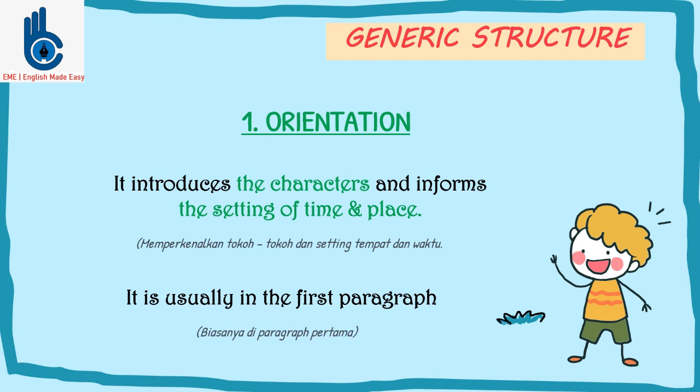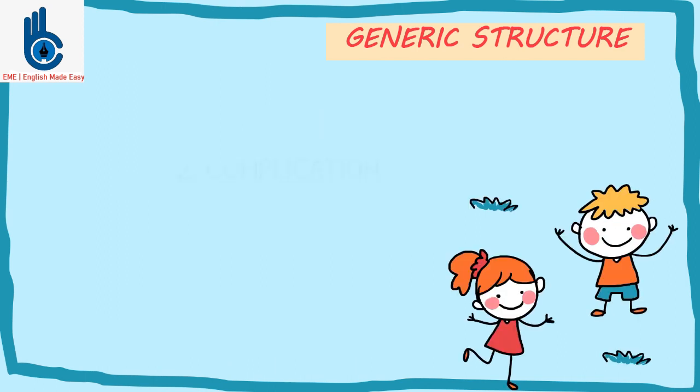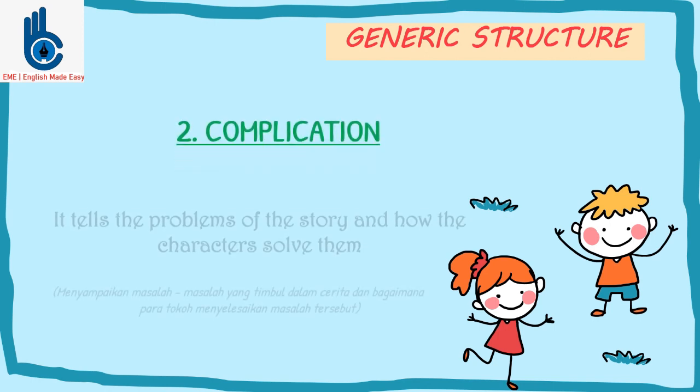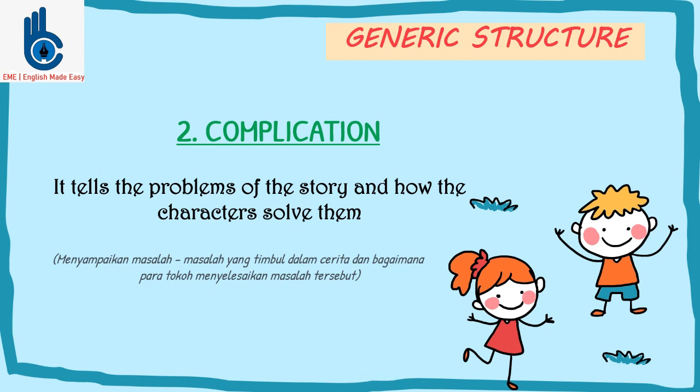It is usually in the first paragraph. The second part of narrative text is called complication. It tells the problems of the story and how the characters solve them.